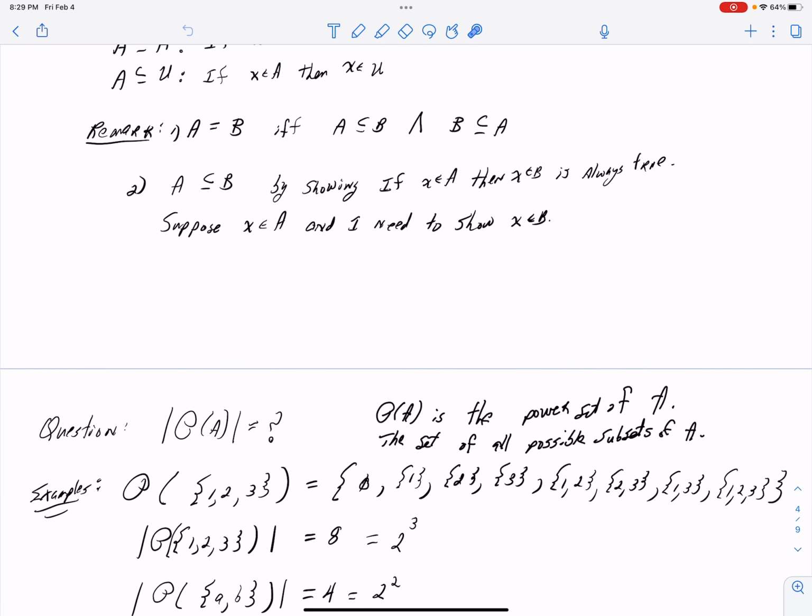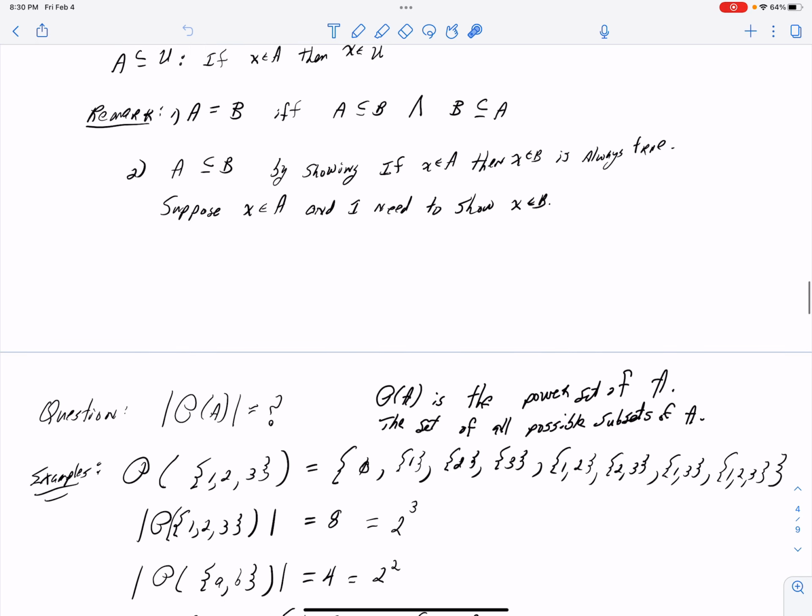Okay, in general, if you want to show two sets are equal, if you want to show the set A is equal to the set B, the way you do that is you show A is a subset of B, and then you turn around and show B is a subset of A. If you show both of those things, then really what you've shown is that you've got exactly the same elements in A as you do in B. Hence, they are the same set.